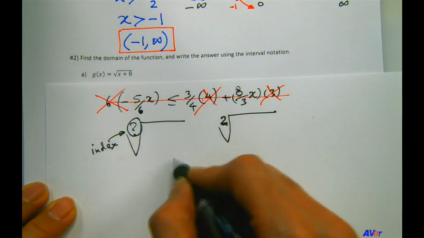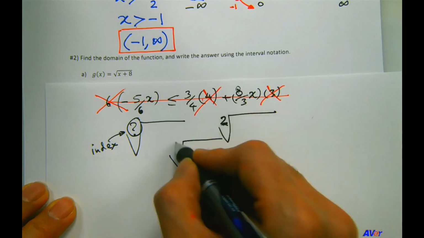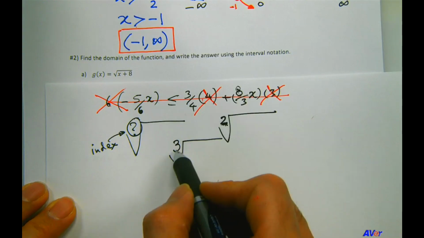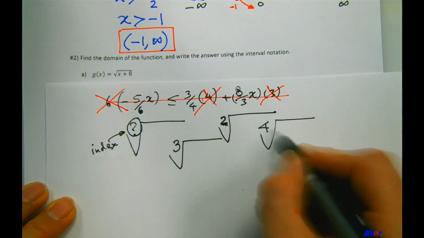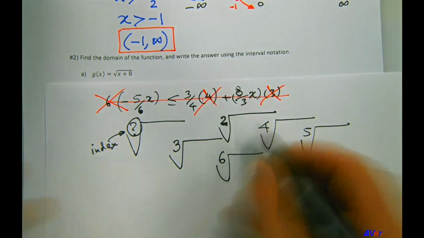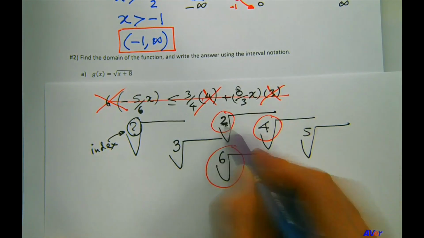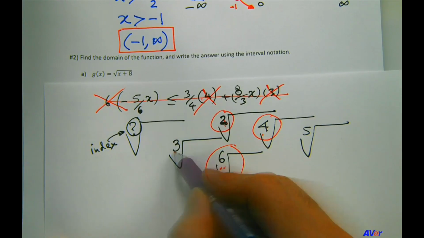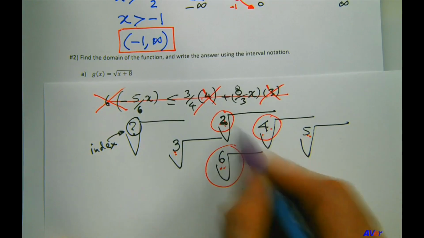So the index number can be other numbers, like say a cube root. If it's anything other than 2, we have to write it. We have to show it. So that's an odd root. If it's 4, we have to show it. If it's 5, we have to show it. If it's 6, we have to show it. So this one and that one are even roots. The 3 and 5 are odd roots. 2, 4, and 6 are even roots.